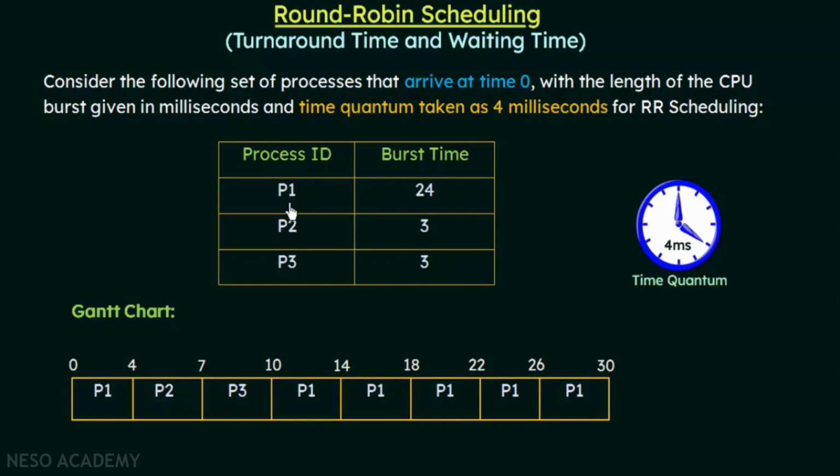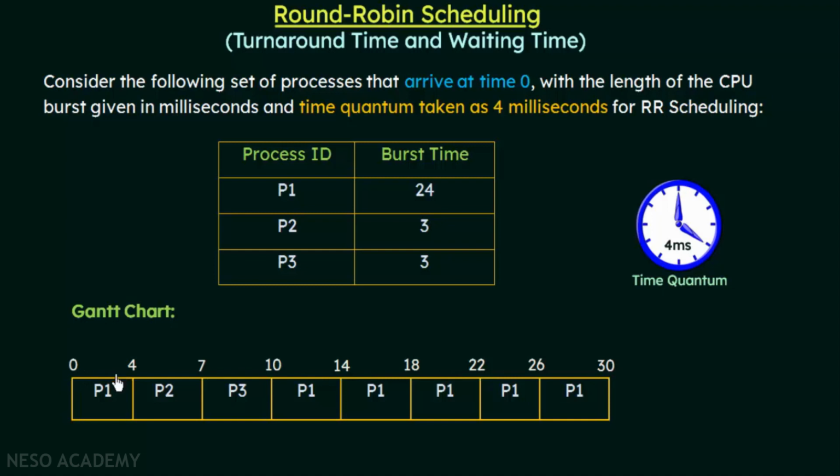P1 is the first one, and it will get the CPU at the 0th millisecond. When P1 gets the CPU, how long does it have to execute? The burst time of P1 is 24 milliseconds. But will it be allowed to execute for 24 milliseconds? No, because this is round-robin scheduling with a time quantum, so it is allowed to execute only for that period, which is 4 milliseconds in this case. So from 0 to 4 milliseconds, P1 executes.